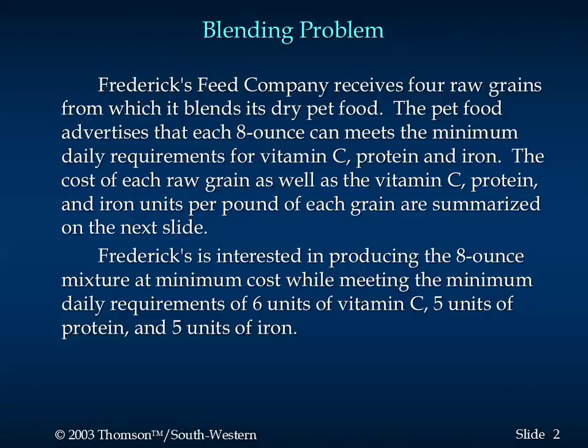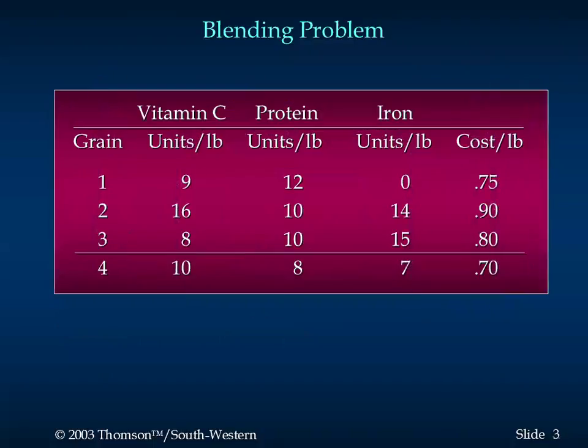All right, now suppose the following. Frederick's Feed Company receives 4 raw grains from which it blends its dry pet food. The pet food advertises that each 8 ounce can meet the minimum daily requirements for vitamin C, protein, and iron. The cost of each raw grain, as well as the vitamin C, protein, and iron contents per pound of each grain are summarized in the next slide. Frederick is interested in producing an 8 ounce mixture at minimum cost while meeting the daily requirements of 6 units of vitamin C, 5 units of protein, 5 units of iron. Right? A very simple problem.